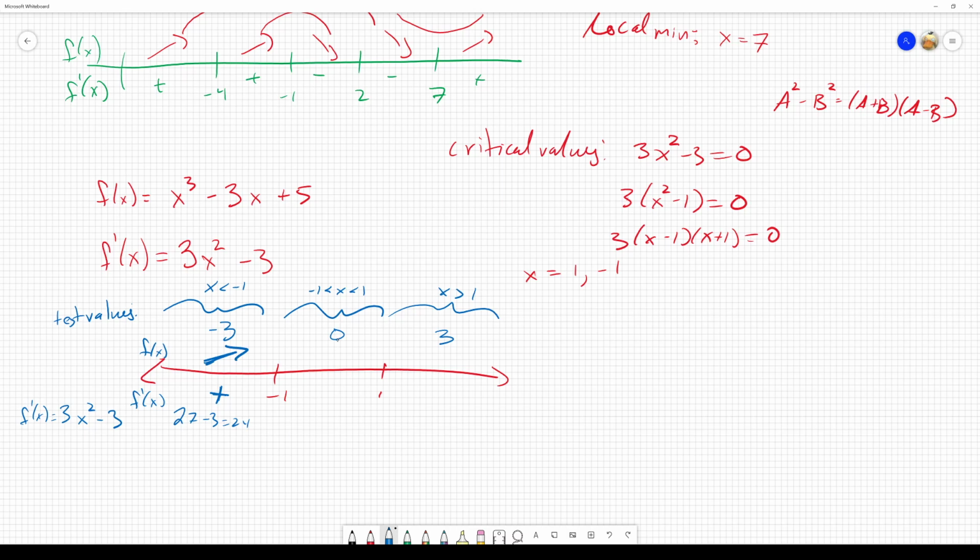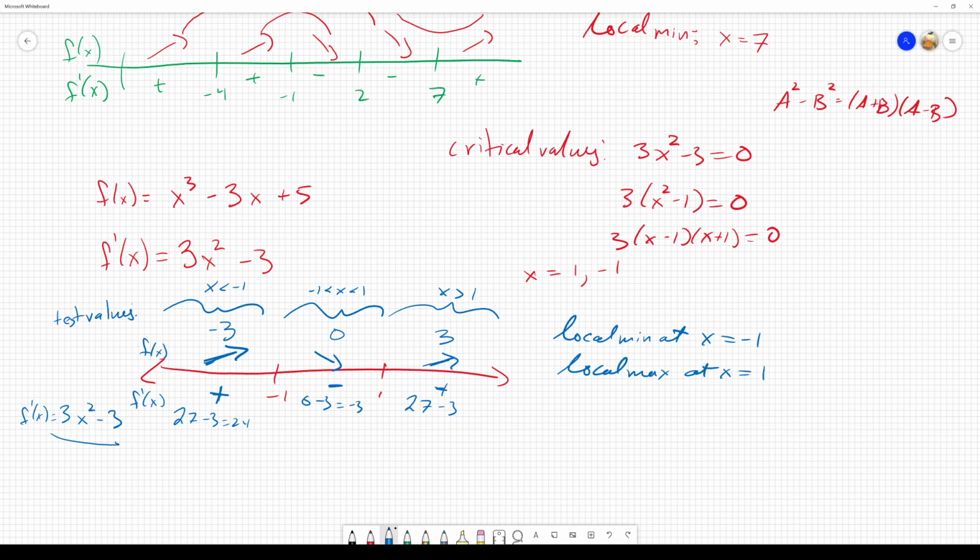Now, if x is 0, then 3x squared minus 3 is 0 minus 3, which is negative 3. That's a negative number, so the function is decreasing. And then last but not least, if you plug in 3, you're going to get 27 minus 3 again, which is positive 24. So the function is going to be increasing. Okay, so that means I have a local min at x equals negative 1, and I have a local max at x equals positive 1.